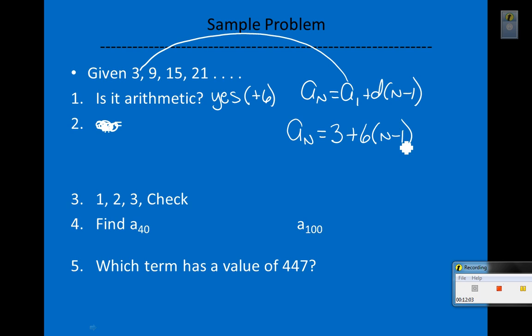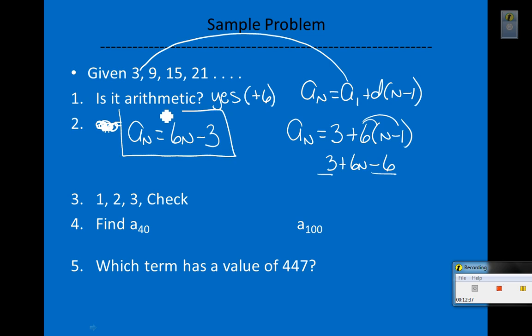Now I need you to simplify this thing. So when I simplify, I'm going to distribute. So I've got 3 plus 6n minus 6. I just distributed. As Algebra 2 students, we ought to be experts at that. And then combine your like terms. Combine 3 and negative 6. So here's my formula. A sub n equals 6n minus 3. There's my formula.